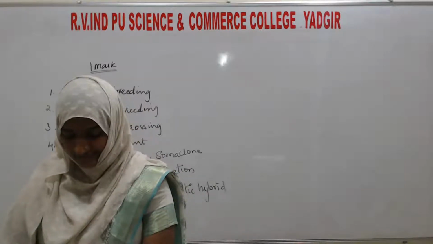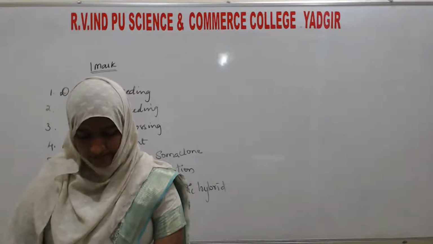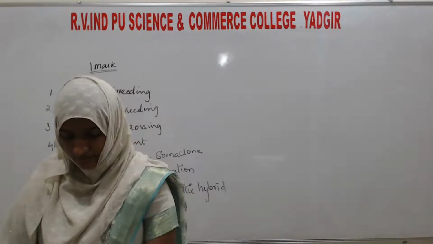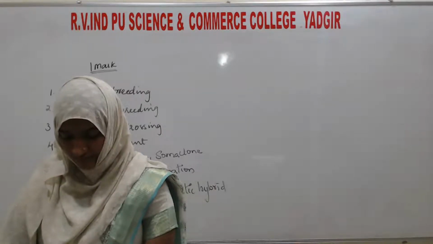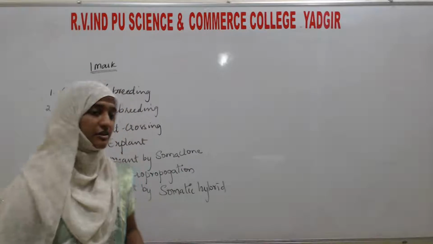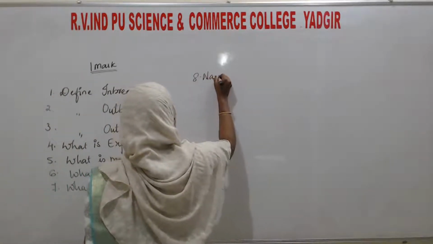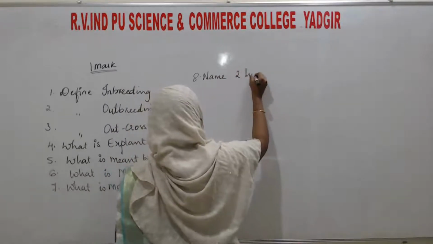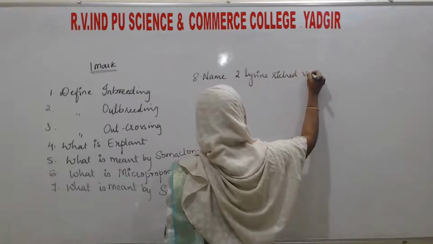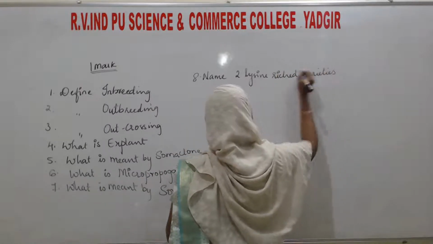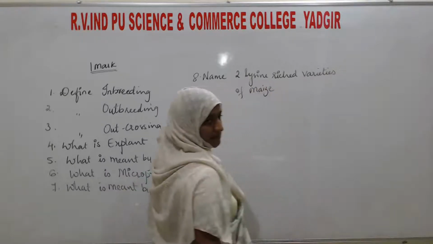Then, except this one, what are the other questions for 1 mark? Name 2 lysine-rich varieties of maize. This is one question.